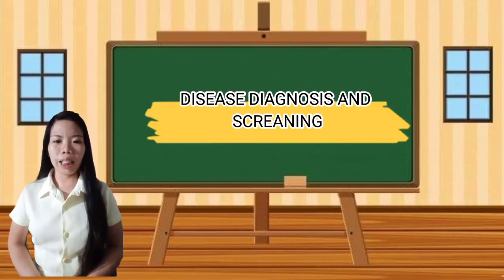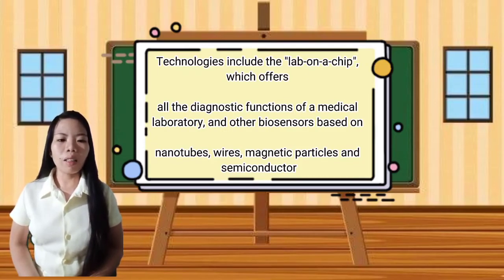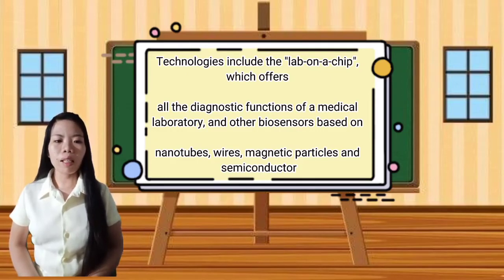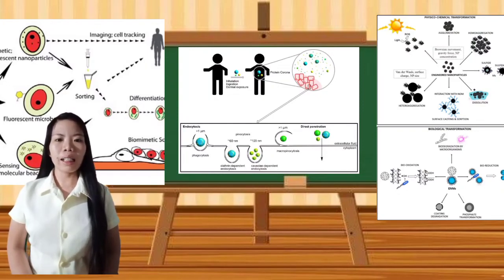Disease diagnosis and screening. Technologies include the lab-on-a-chip, which offers all the diagnostic functions of a chemical laboratory, and other biosensors based on nanotubes, wires, magnetic particles, and semiconductors. Nanotechnology is extremely useful in medical diagnosis, and various nanoparticles have demonstrated tremendous potential for detecting diseases, markers, precancerous cells, various fragments, specific proteins, antibodies, and other disease indicators.